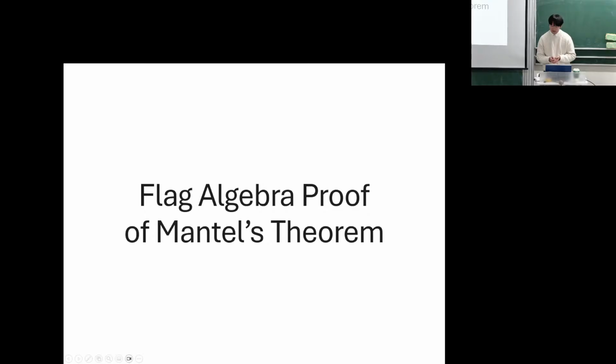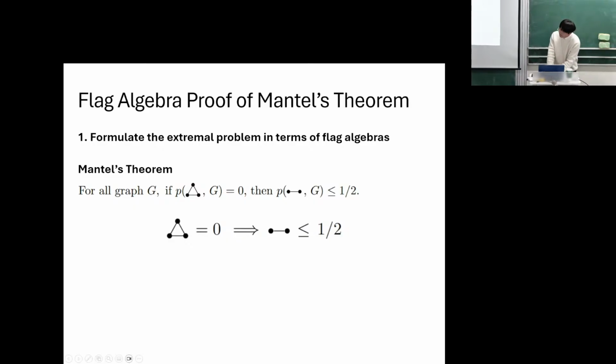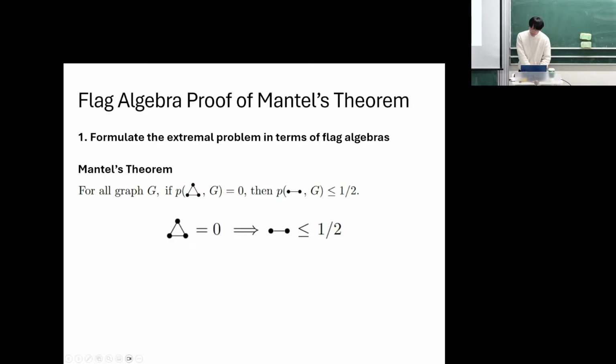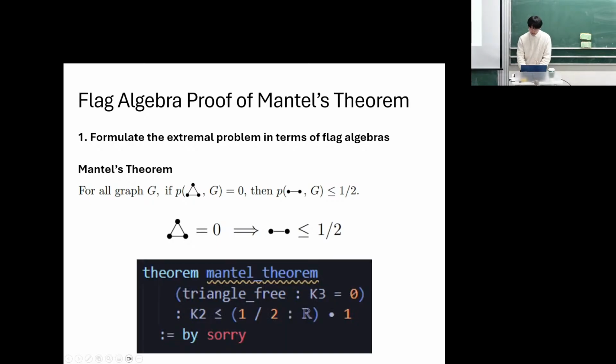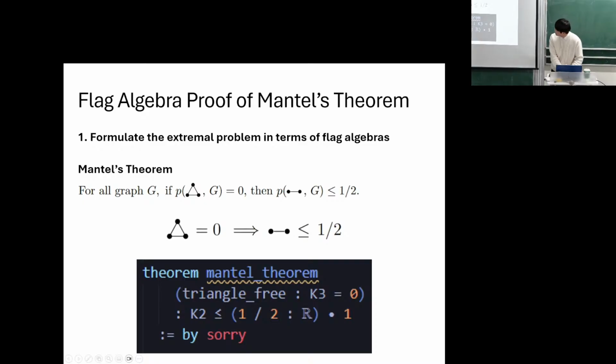Now, I will explain a Flag algebra proof using Mantel's theorem as an example. Mantel's theorem states that for all graphs G, if the triangle density of G is 0, then the edge density of G is at most 1 over 2. This statement can be expressed in Flag algebra notation, and this code shows how we write Mantel's theorem in Lean. Here, K3 represents the triangle, and K2 represents an edge.